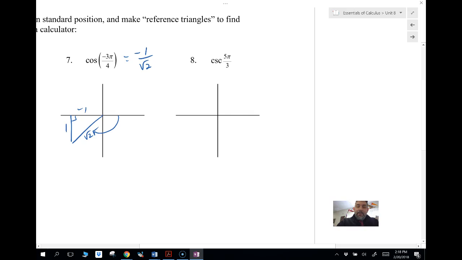And then 5 pi over 3 is going to be about 300 degrees. It's over there. That's going to give me another 30, 60, 90 triangle, this time with the 60 right there. And that's negative root 3 because it goes down. And the cosecant is going to be, remember, the reciprocal of sine, so it's 2 over negative root 3.